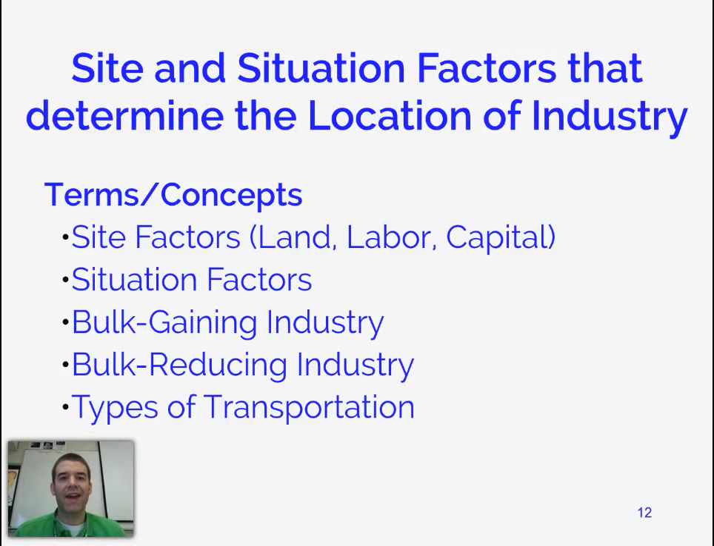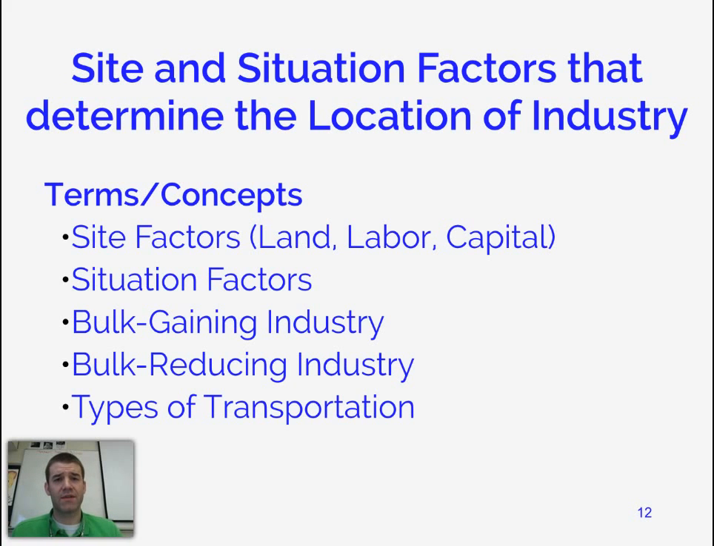Okay, in this video we're going to be looking at the site and situation factors that determine location of industry. If you remember earlier in the course we did introduce the concepts of site and situation, and now they're coming back in a more specific way. Throughout this video, you're going to be considering site factors, which includes land, labor, and capital, situation factors, and then the idea of bulk gaining or bulk reducing industries, and the types of transportation that are used in modern industry.